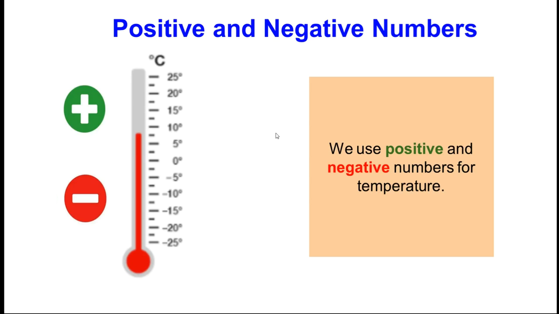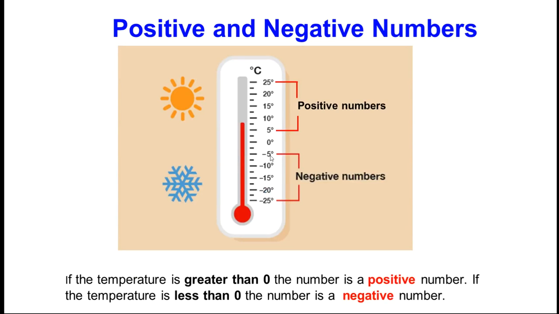When do we use positive and negative numbers? Well, positive and negative numbers are mostly used when we're telling the temperature. So we can check the thermometer here, and here you see my 0. All the numbers bigger than 0 are my positive numbers, and the ones below are negative. -5 degrees, -10 degrees, -15 degrees Celsius. These are my negative numbers.